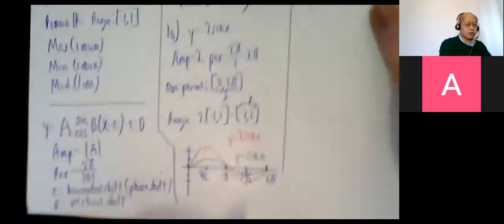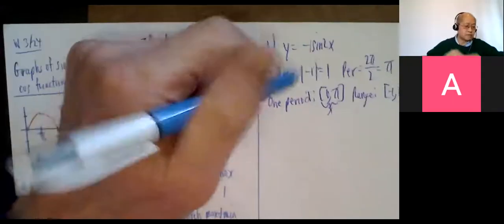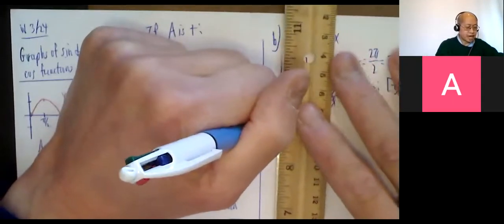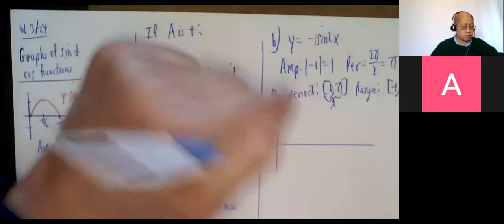Okay, so this one I had to go from 0 to 2 pi. This one I'm going to go from 0 to pi. So it's not going to be the scale. I'm basically going to draw the same type of graph, but I'm going to go from 0 to pi.